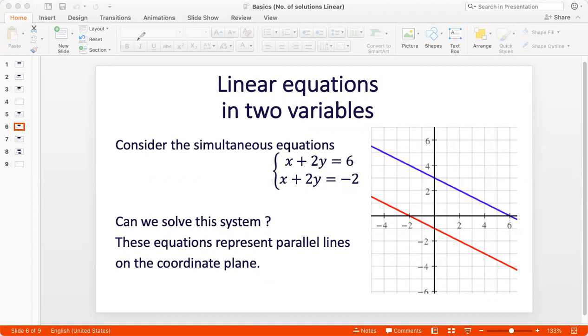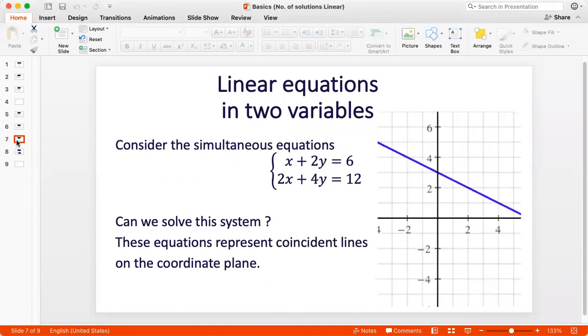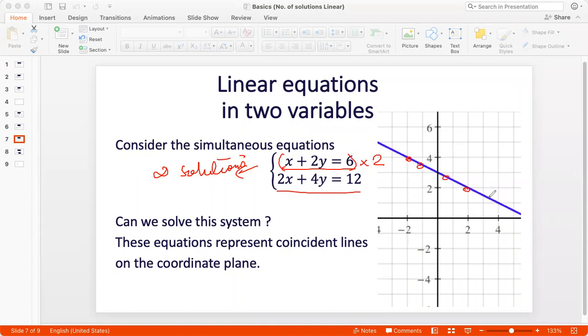Let's consider a third case. Here, I have an equation x plus 2y equal to 6, and another equation 2x plus 4y is 12. And if you notice carefully, the second equation is just the first one multiplied by 2. So when I multiply the first by 2, I get 2x plus 4y is 12, which means that they are effectively both the same line, right? The first equation and the second equation are the same line. And so this system has infinite solutions because every point on the line is a solution, right? They are the same line. So every point here would be a solution.